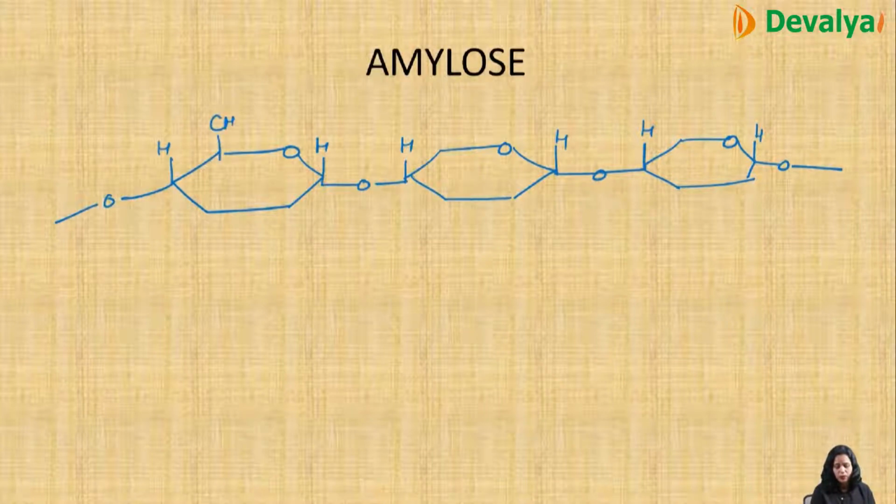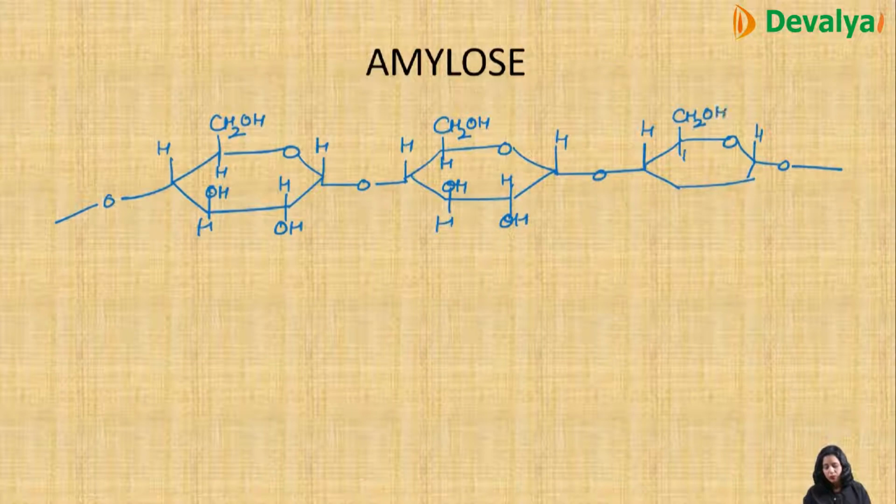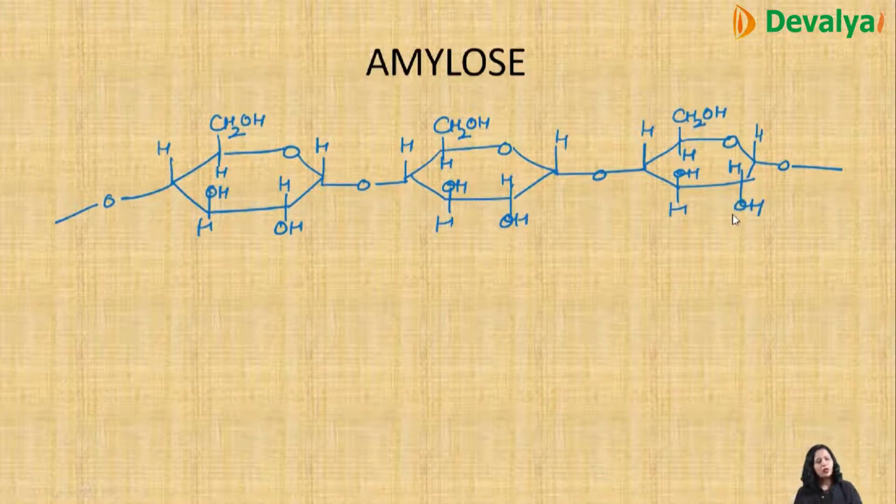Now we'll draw the rest of the unit. CH2OH, H, OH, H, OH. OH, H, OH. This is OH, H, H and OH. So such kind of long chain, if they continue and they are having C1, C4 linkage, this is 1, this is 4, this is 1, this is 4, C1-C4 linkage, that is called amylose.